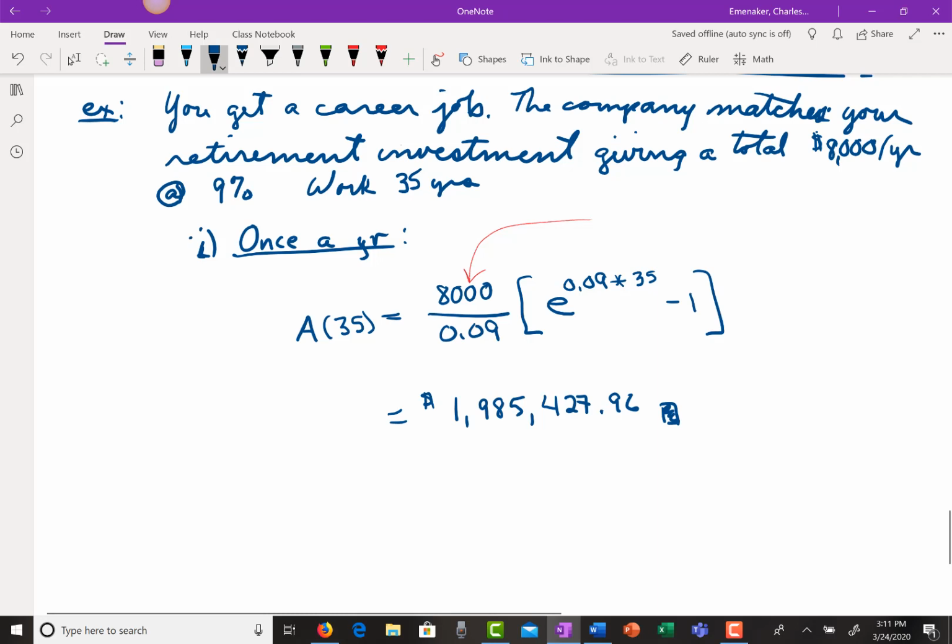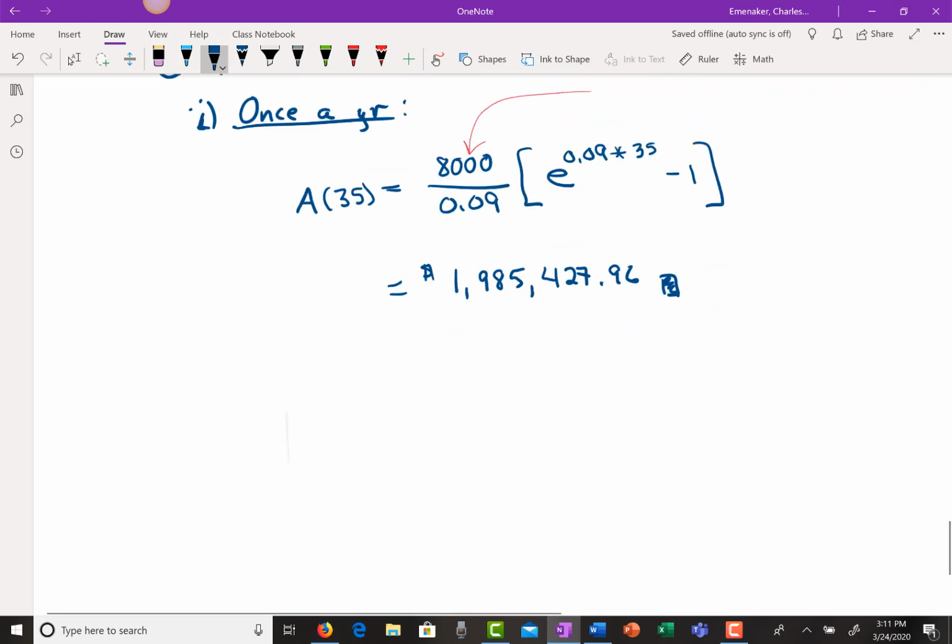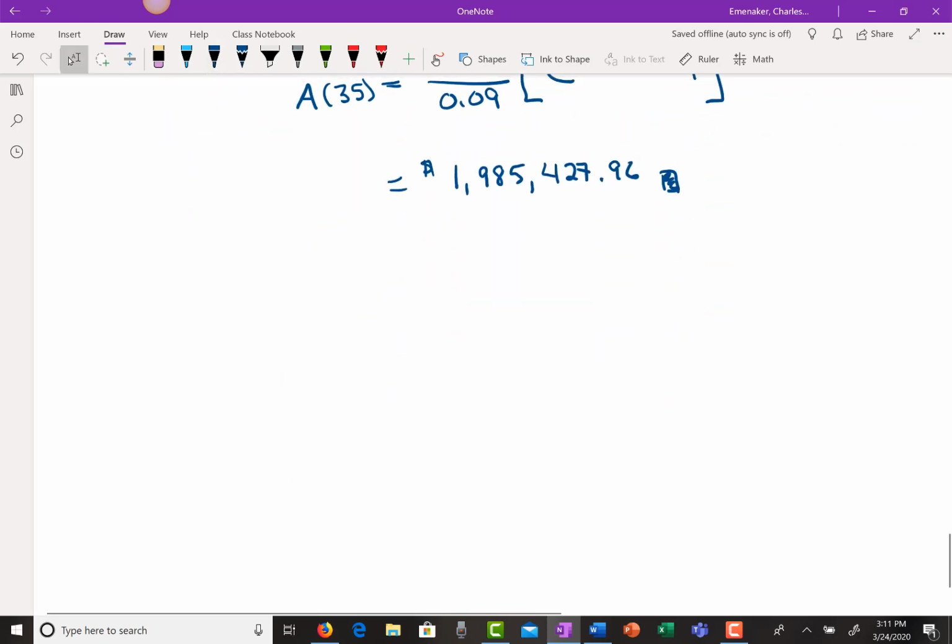Okay. Let's change this a little bit. Let's go with a second scenario here. Let's say that on average you get a 2% raise a year.